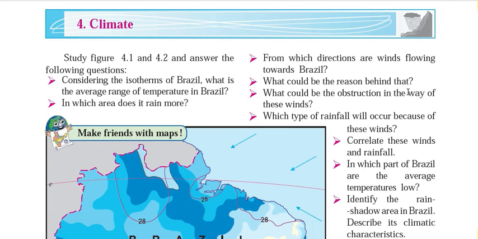Hello, dear friends. In today's session, we are going to see the fourth chapter of 10th standard geography, that is climate. In this chapter, we are going to see the climatic conditions of both the countries, India and Brazil, the different parameters which affect the climate of both the countries, and what are the challenges in front of both the countries because of its climate.